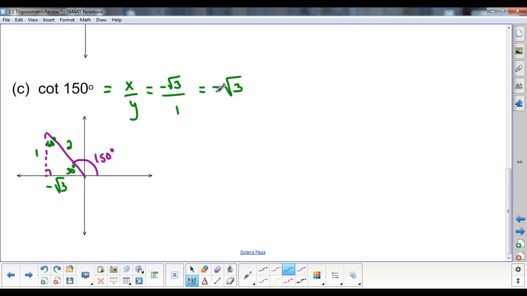And again, a negative root 3 would make sense because only in the second quadrant, only the sine ratios are going to be positive. So clearly a cotangent or a tangent would be negative. So it makes sense to have the negative there.